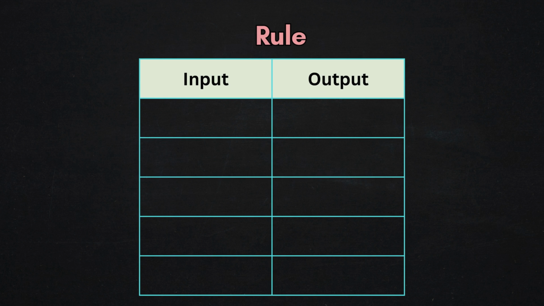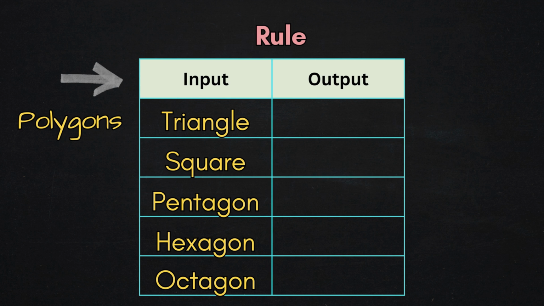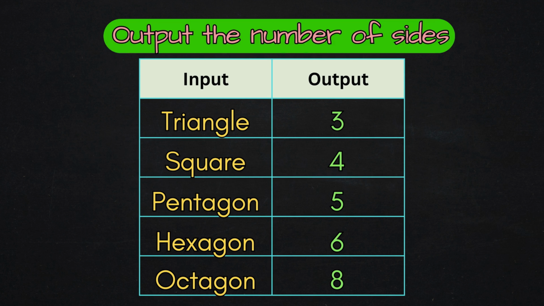For instance, suppose the input set is a list of polygon names: triangle, square, pentagon, hexagon, octagon. The rule for our function could be: output the number of sides. Following this rule, inputting triangle would give us 3 as the output. Inputting square would yield 4, inputting pentagon would produce 5, and so forth. This particular function pairs the name of a polygon with its corresponding number of sides.